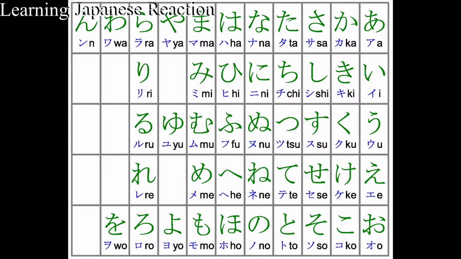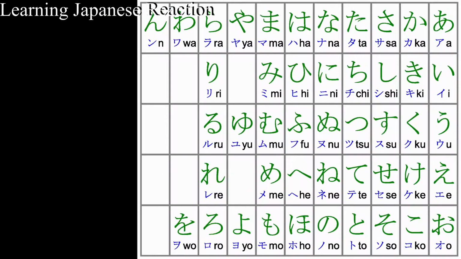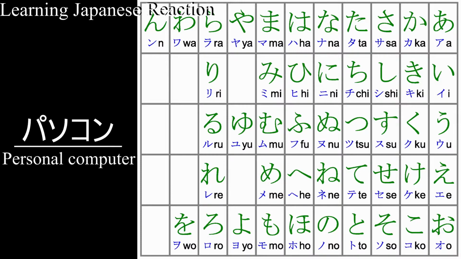The only thing that trips people up is that it's the exact same sounds, but it looks different, and it's usually used for loan words. So if you say someone's name, or something like, say for example, pasokon. Pasokon is basically Japanese for personal computer, and that's spelled completely in katakana.